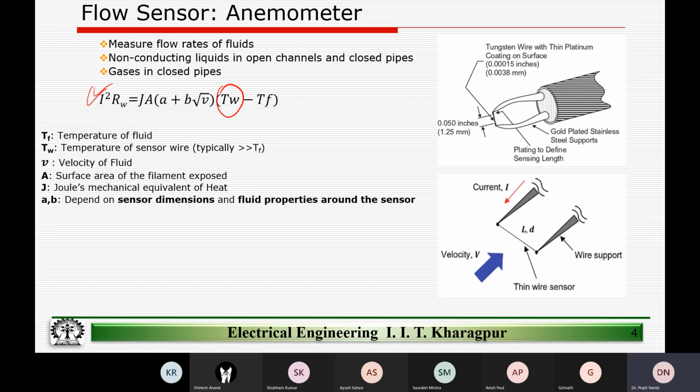anemometers, and we are going to derive the transfer function, and look at how the feedback principles come into the picture for both types of transfer functions. Any questions up to this point?